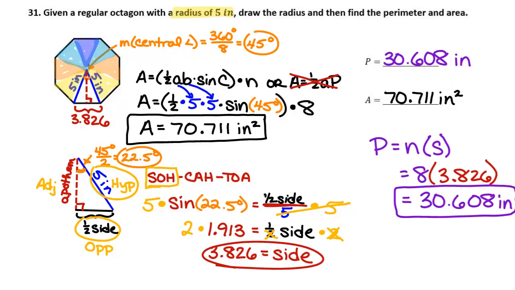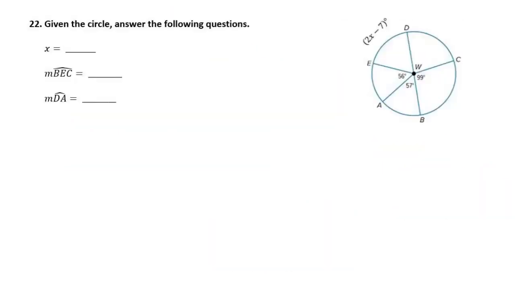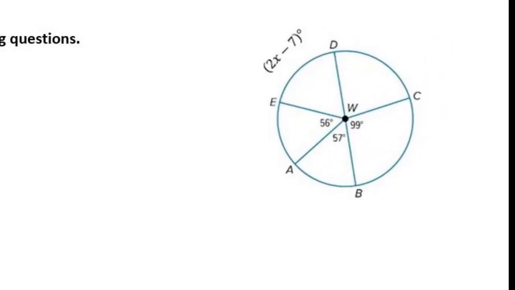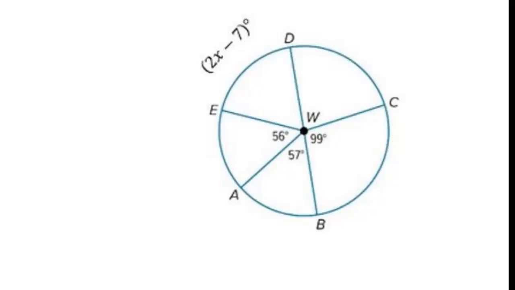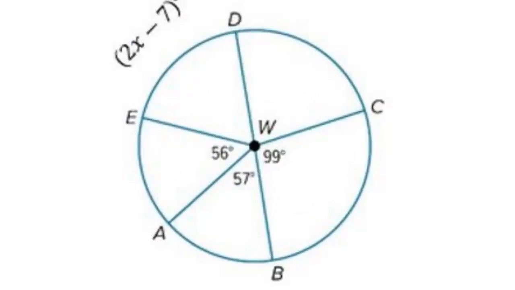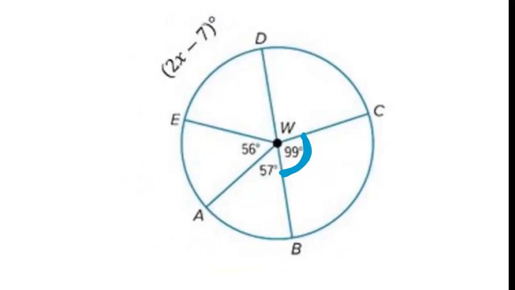All right. Now we're going to go backwards to number 22, back towards the beginning of this section, excuse me. Number 22, given the circle, answer the following questions. We want to find x, the measure of arc BEC, and the measure of arc DA. So there's a couple things that I know just from looking at this picture. If this angle right here is 99 degrees, how big is this arc right here? 99 degrees.